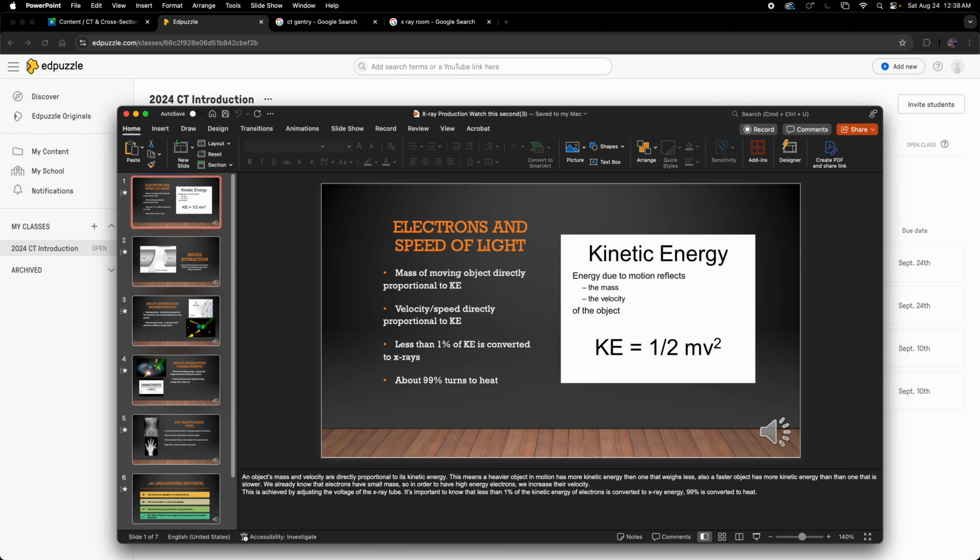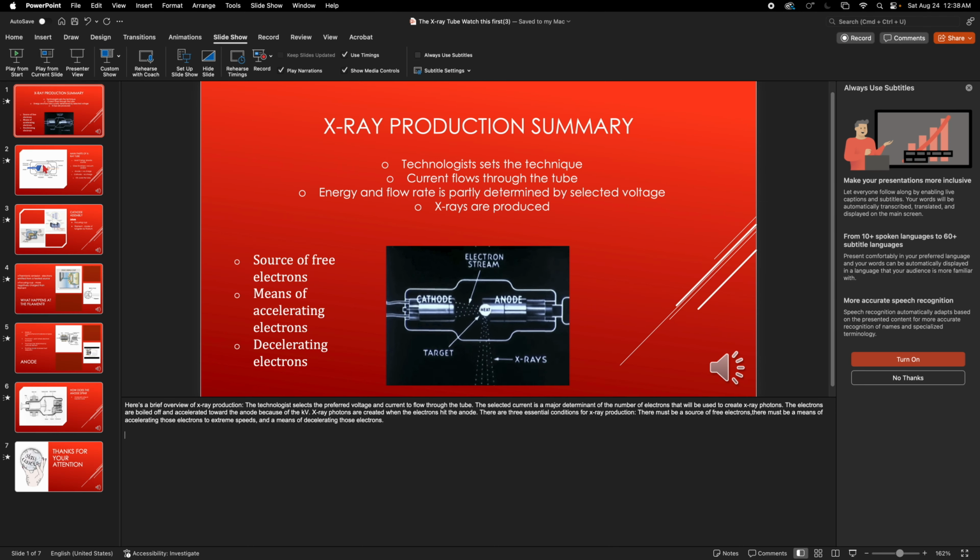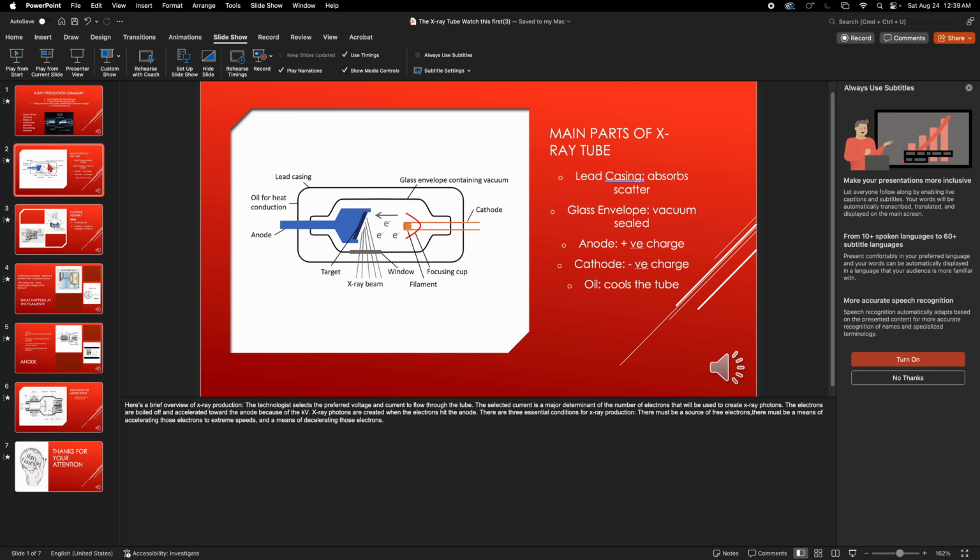Let me bring up the other one first. So we need the same three conditions for X-ray production. The difference is the X-ray tube is now spinning. So electrons are released from the cathode. They hit the anode, we get the X-ray beam, but now the tube is spinning. Remember that the cathode is negatively charged. The anode is positively charged.